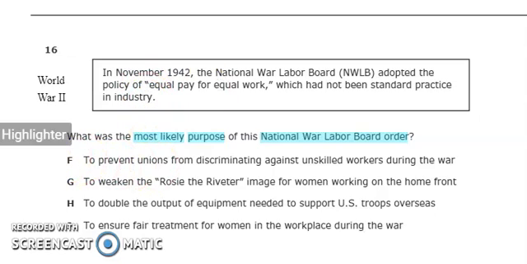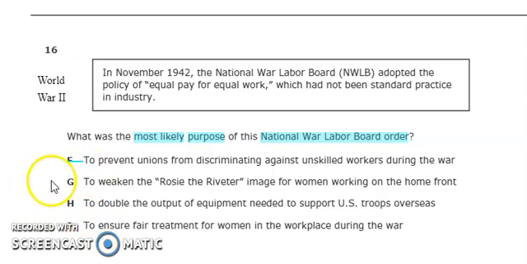Now, looking in the question, it adopted the policy of equal pay for equal work. Now let's look at the answer choices. Well, we're looking at F, to prevent unions from discriminating against unskilled workers during the war. Well, this is not talking about unskilled workers or unions. This is talking about women getting equal pay. So that is not the answer.